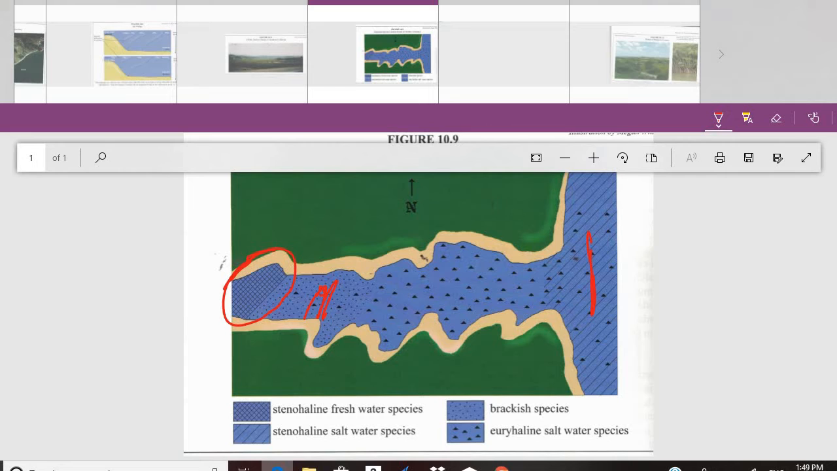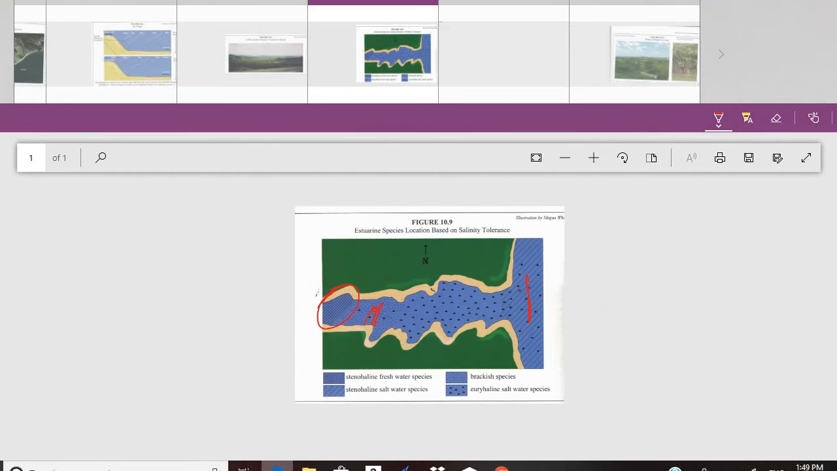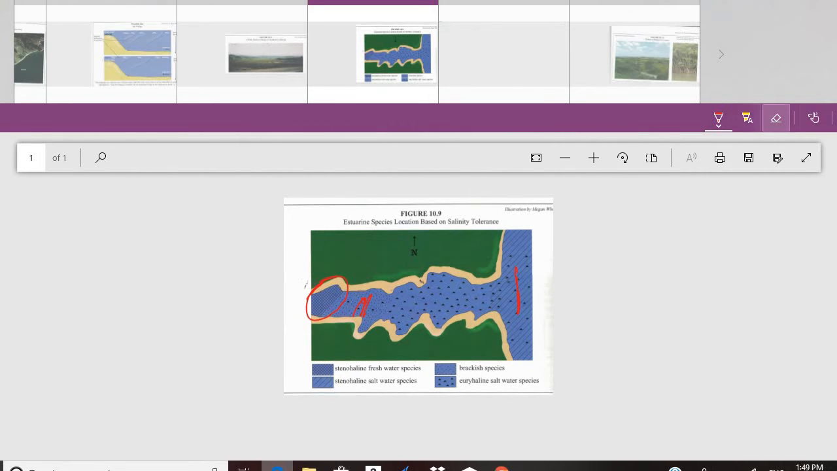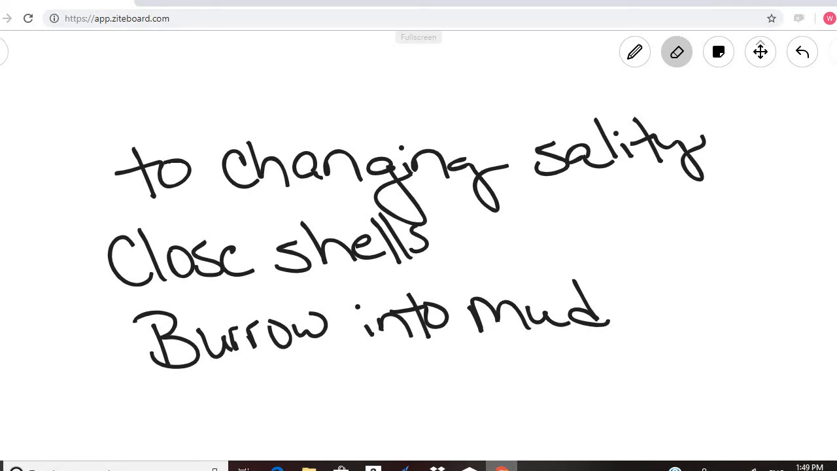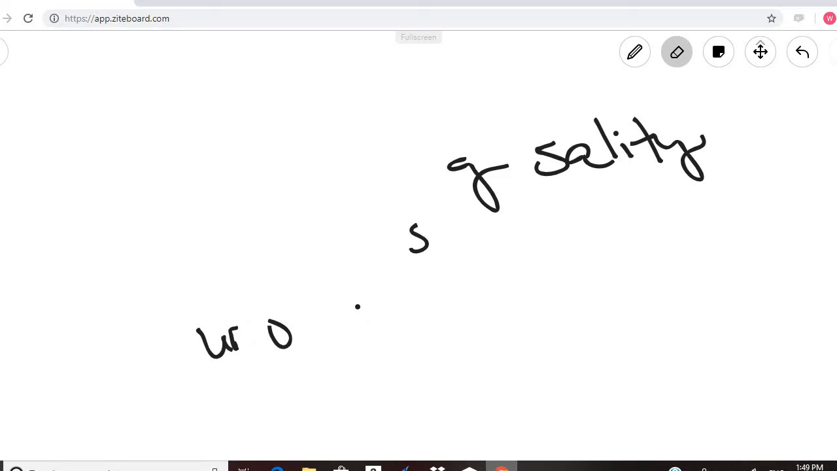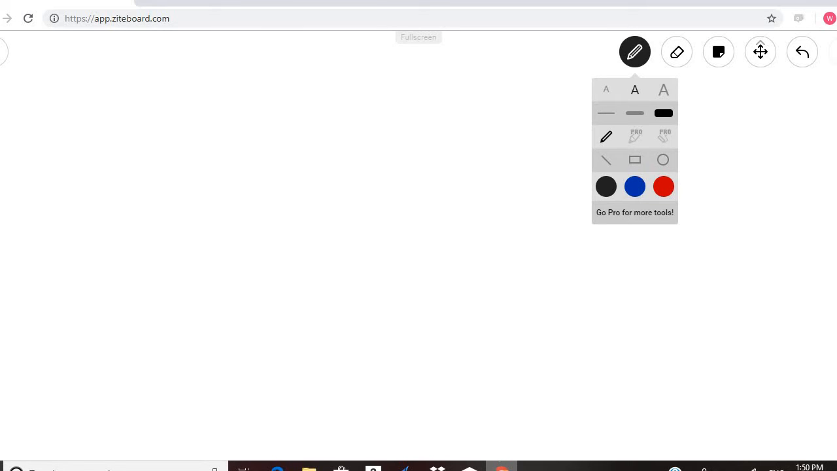Okay, so that is how organisms deal with changes in salinity. Some of them are able to deal with wide ranges, and others are not, and so they have to have ways to be able to compensate for that.